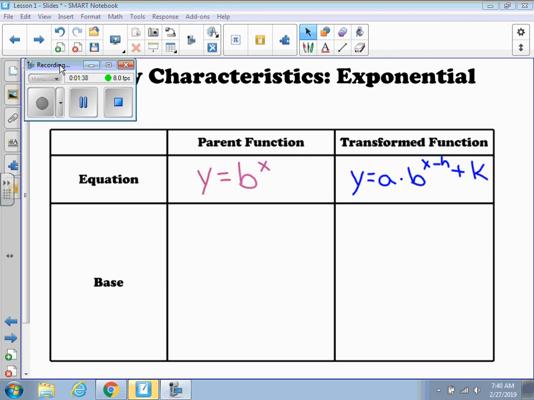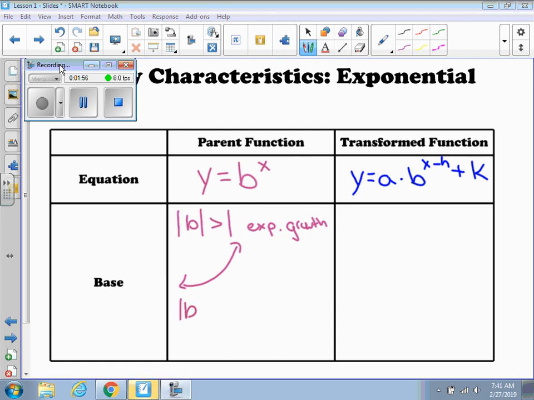All right, so now let's talk about the base. If the absolute value of b is greater than 1, this is an example of exponential growth, and so it'll always be an increasing graph. If the absolute value of b is less than 1, that's an example of exponential decay, and that's going to be a decreasing graph. And it's the exact same thing for your transformed function. So I'm just going to put quotation marks there.